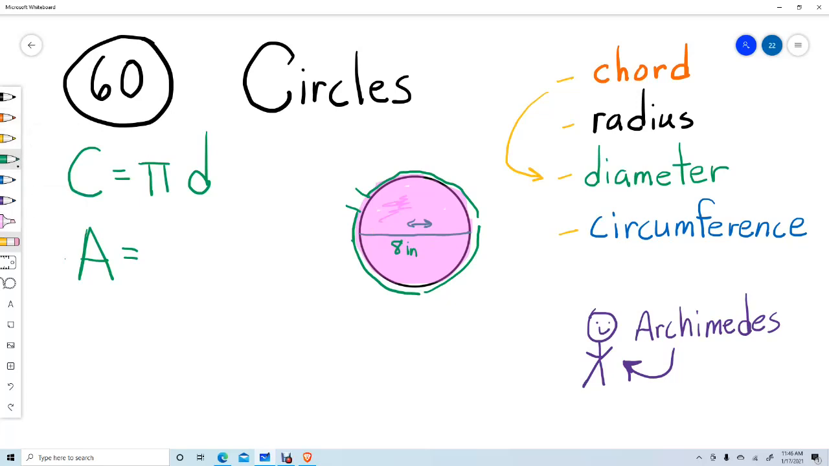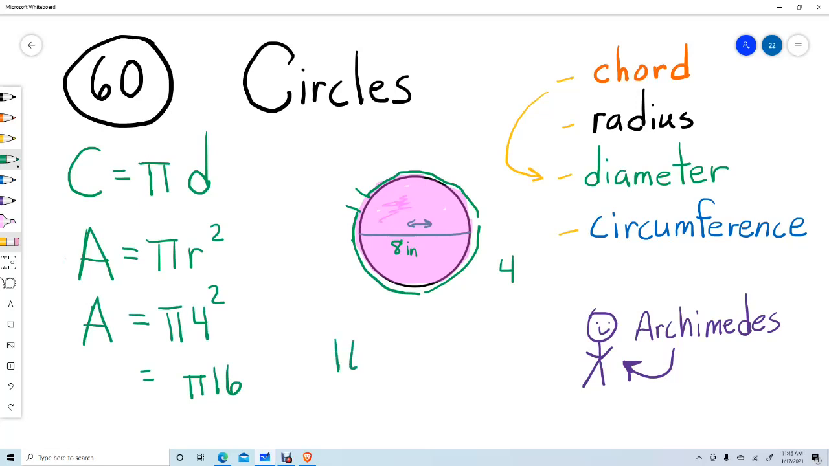And they tell us in this math lesson that the formula for the area of any circle is pi times radius squared. So for this circle here, if our diameter is 8, that means our radius is 4. And we would solve area by saying area is pi times 4 squared, and that's pi times 16. Typically, if you leave pi in an answer, you'd say 16 pi.